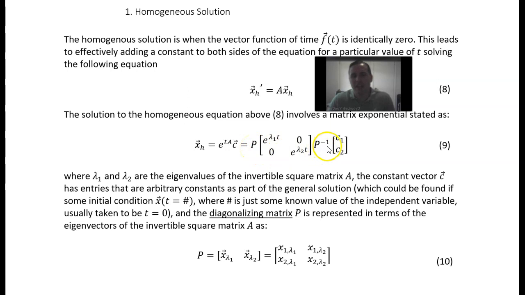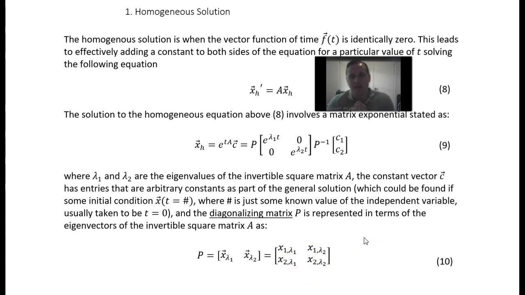but it turns out these P matrices depend upon the eigenvectors. What do I mean by that? Well, this diagonalizing matrix P is represented in terms of the eigenvectors, such that P has eigenvector 1 for its first column and eigenvector 2 for its second column, such that the column space of this diagonalizing matrix are the eigenvectors.